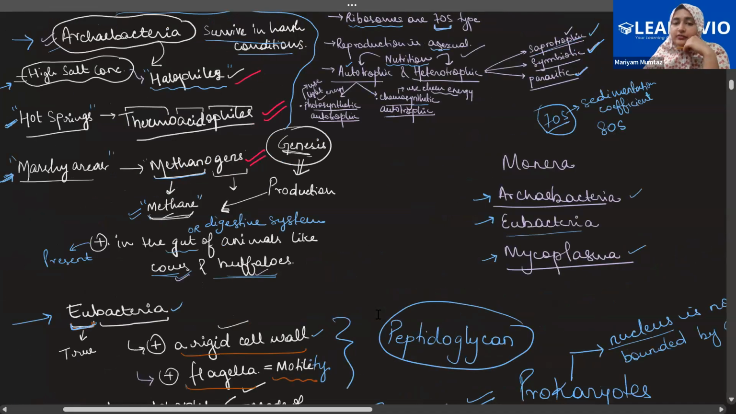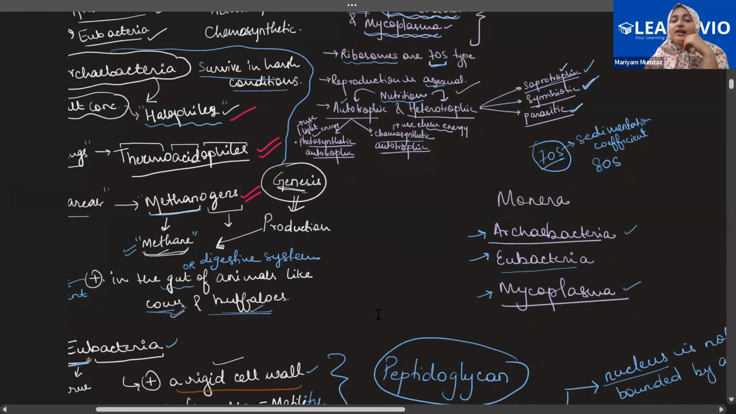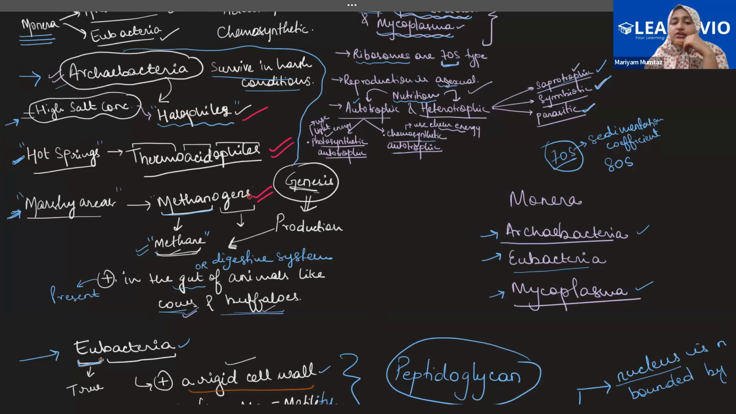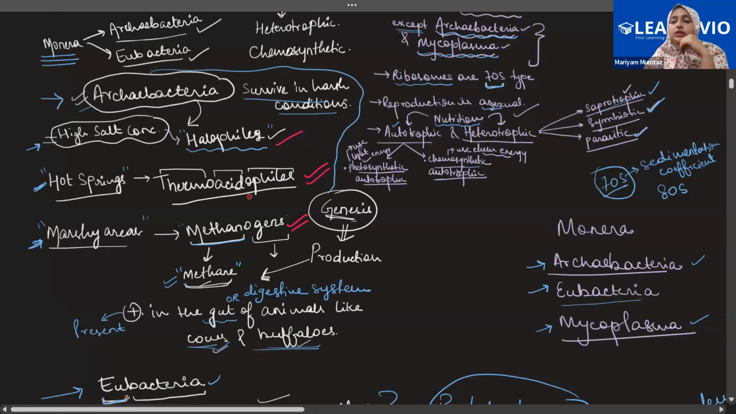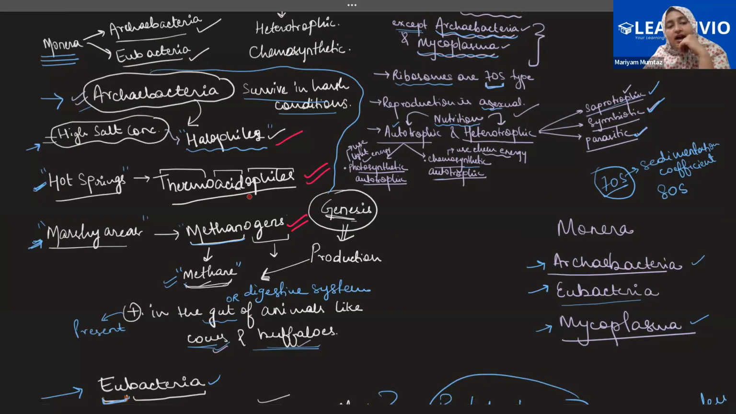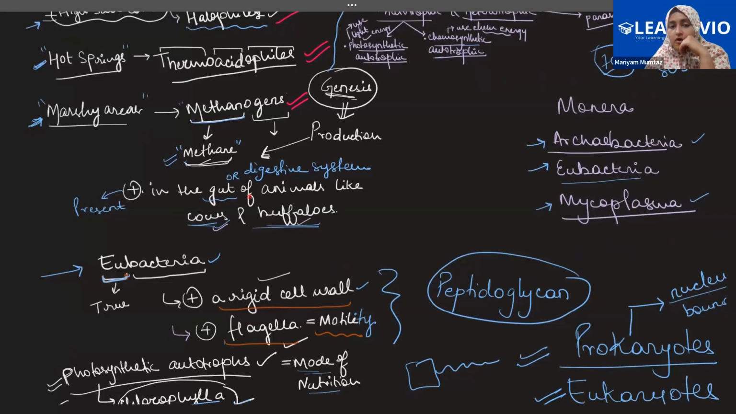Now, talking about the different types of Monera, we have archaebacteria, eubacteria, and mycoplasma. The archaebacteria are the ones that can survive in harsh conditions, and the cell wall is absent in them. Those archaebacteria that live in high salt concentration are halophiles. The ones that live in hot springs are known as thermoacidophiles. The ones that live in marshy areas are the methanogens. Methanogens are also found in the digestive system of cattle, such as cows and buffaloes.